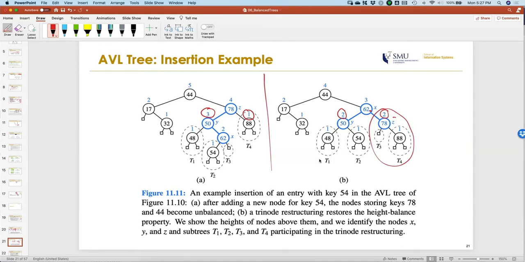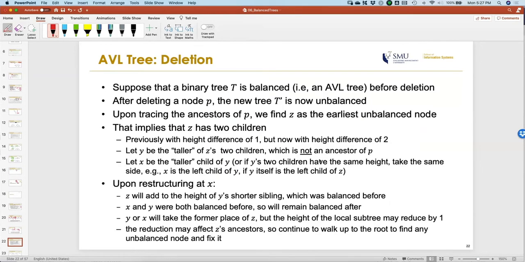Okay? Now, deletion is the same, except that it's going to operate in the opposite fashion. So you're going to remove something, and suppose that the thing that you're going to remove is P. So again, you can go up and find the unbalanced node, right? The earliest unbalanced node. Again, it implies that Z has 2 children. So if Z has 2 children, then you pick the taller one. Now, whichever one is the taller child, it's not the ancestor of P, right? Because P is the one that's being removed. So the taller child is actually on the other side.